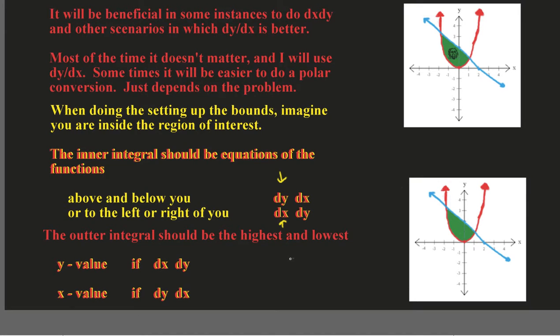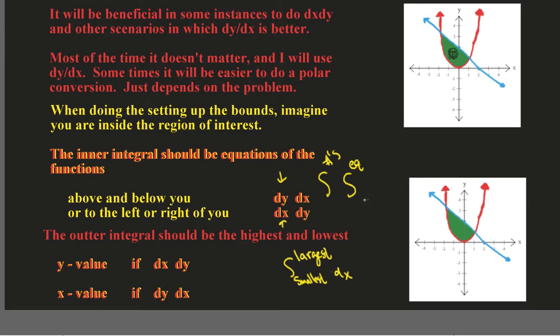The outer integral, when you're doing a double integral, whatever it is, dy dx, so you've already done this part of it, that's gone. Now we're dealing with the outer part of it. So when you're doing that, we have the smallest and the largest value. So in this case, if we're doing dy dx, it would be an x value here. If we're doing dx dy, it'd be a y value, numerical values. So again, the inner integral is an equation, and these are numbers.